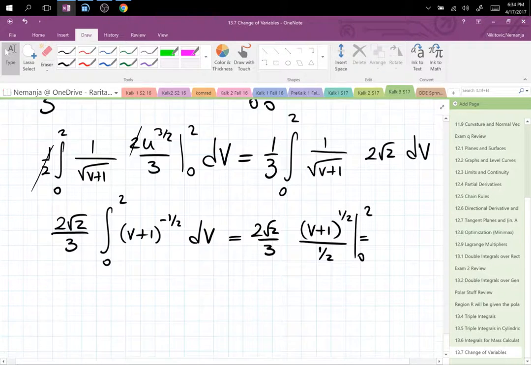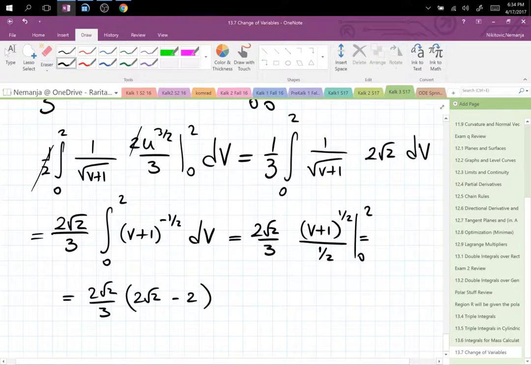Computed from 0 to 2, which is further equal to, plug 2 in, so I get 2 root 2 over 3 times square root of 2, so another 2 root 2. 0 will make it a 1, so I have minus 2. And when I distribute through, I get 4 times 2 is 8/3 minus 4 root 2 over 3. So I believe this would be the answer.